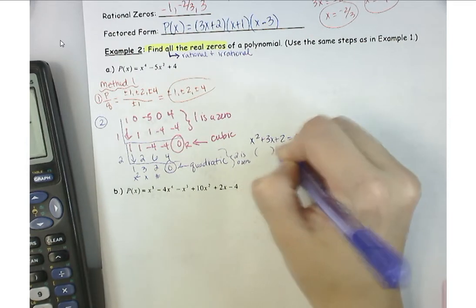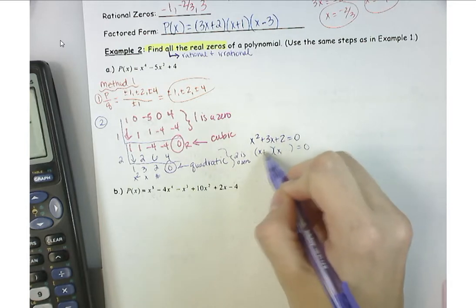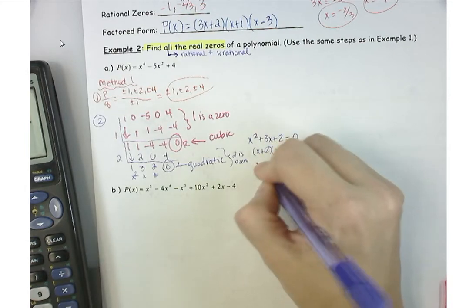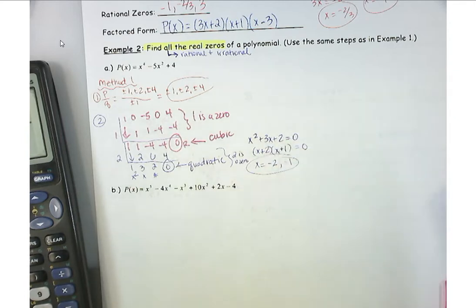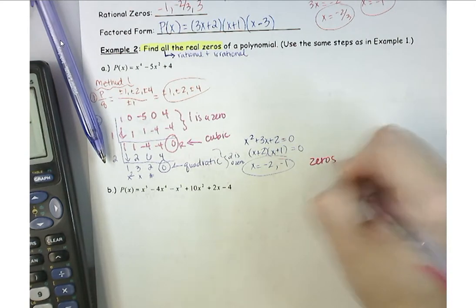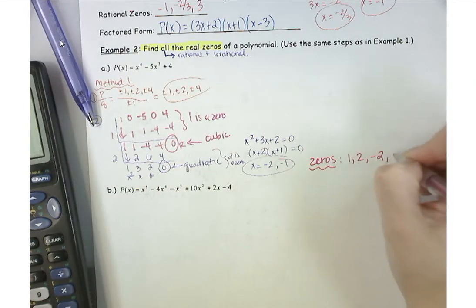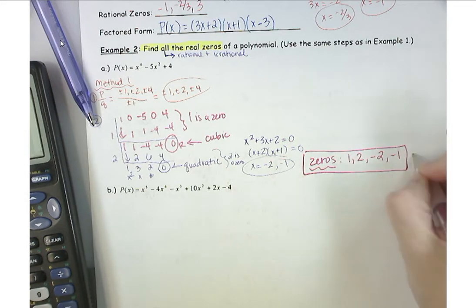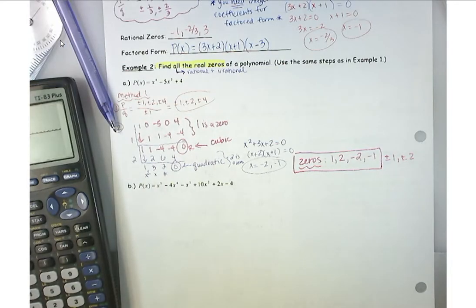So now I'm going to factor. So I have x and x has to multiply to 2, add to 3, so plus 2 plus 1. So if I solve each of these, I'm going to get x equals negative 2 and x equals negative 1. So my total zeros are going to be 1, 2, negative 2, negative 1. So you can see I have 4 zeros. You can also write them as plus or minus 1, plus or minus 2. That's fine. I just wanted to show you that, yes, you do have 4 zeros total.